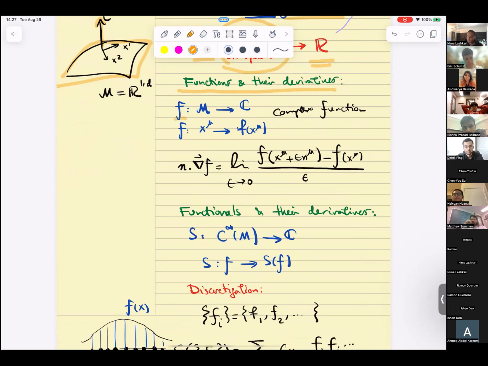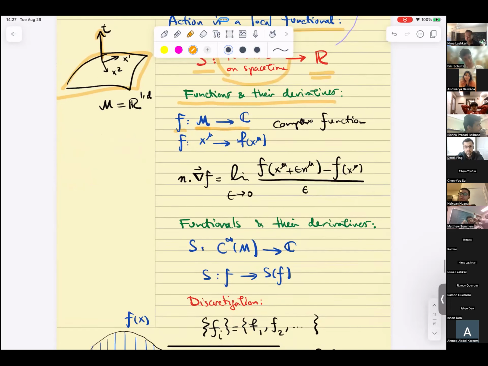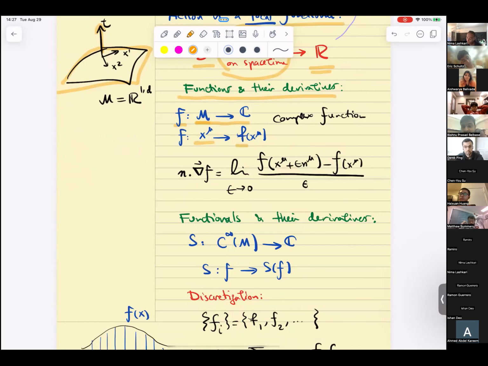A function on space-time takes as input a point on the space-time. So it's a map from the space-time, say, to complex numbers: x^mu goes to f of x^mu. Now you can define a derivative of a function as a gradient. So you pick a direction, and you define a directional derivative, because we're in space-time and there's more than one dimension. So this is just the standard good old definition.